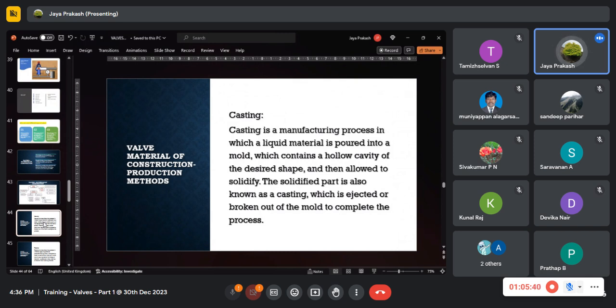Once it is solidified, it is taken out, ejected, and fettled, and we will have a casting of a body or a bonnet as per the mold and our requirement.